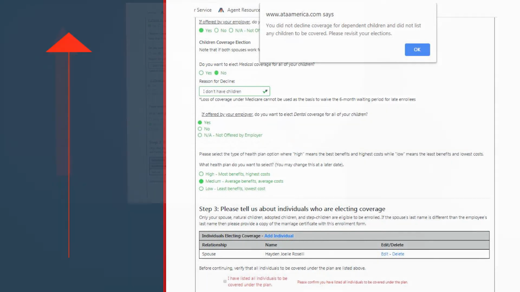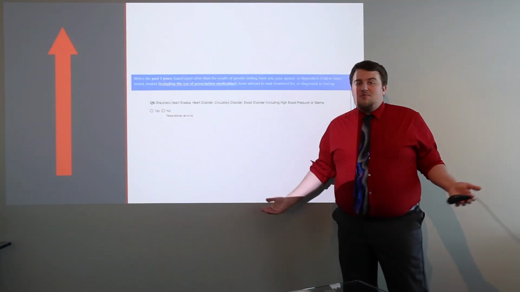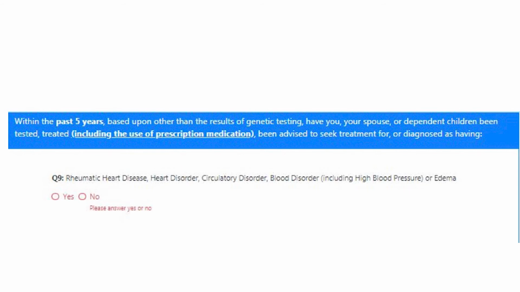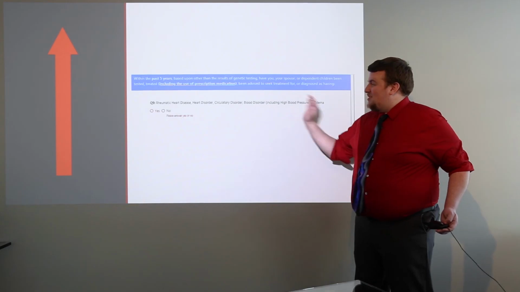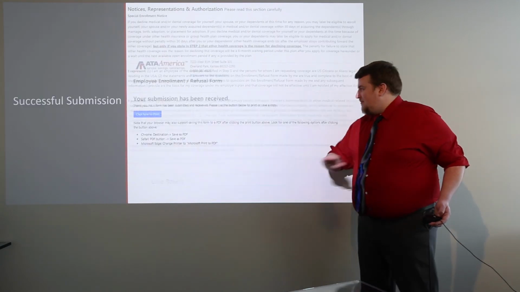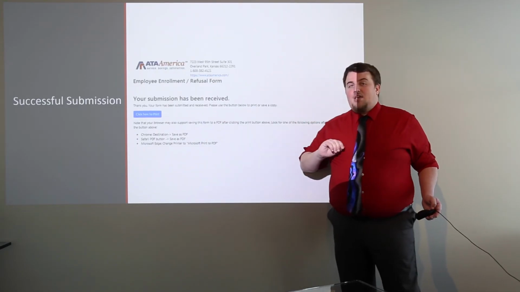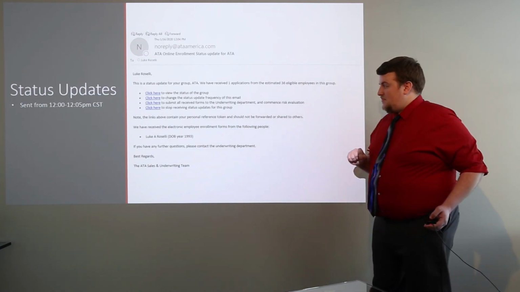We're going to get this corrected, and then it's going to shoot us back up to the question we left blank. You can't leave questions blank here. It will not let you submit a form unless all questions are answered. Once we finish this off, we change it to Luke Roselli. We'll submit the form. Voila. Our application is complete. As the employee, I can print my application should I wish.